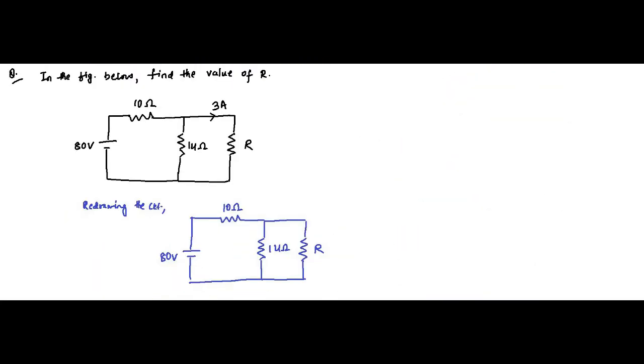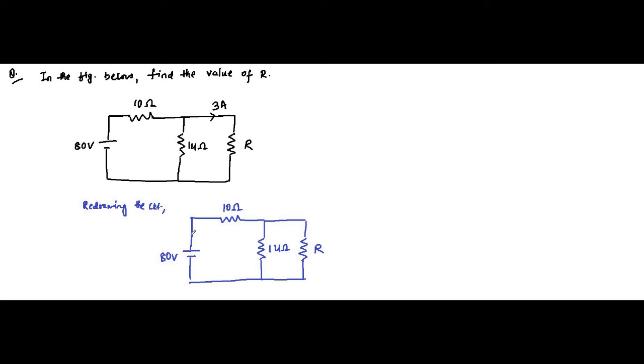Hello friends, so here we are with another question on KVL and KCL application. It is comparatively very simple as compared to the other questions that we have discussed. We are given this circuit diagram and we have been asked to find the value of this unknown resistance R. So first, let us assign the currents flowing through each of the branches.